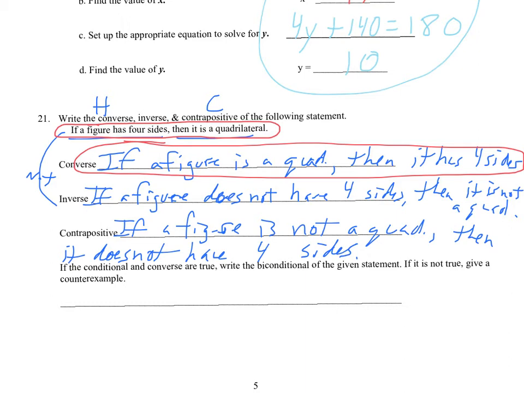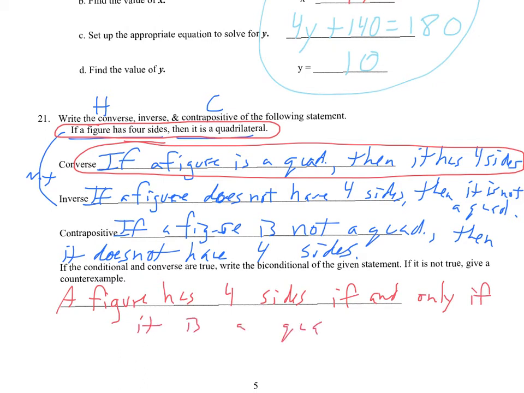So a figure has 4 sides, and this is the biconditional. And this is where we write it differently. If and only if it is a quadrilateral. Okay, that's how we would write that as a biconditional.